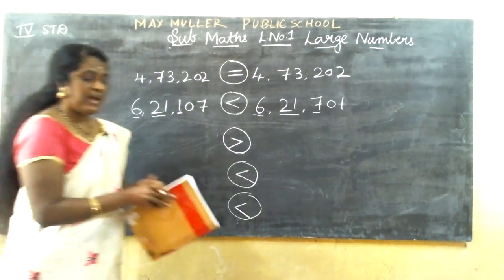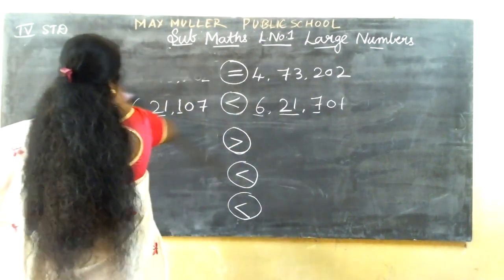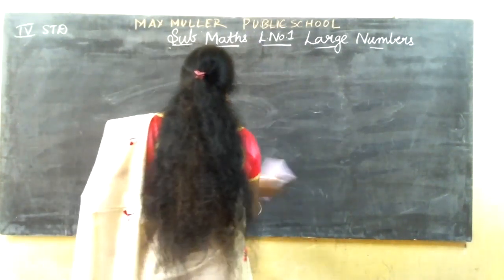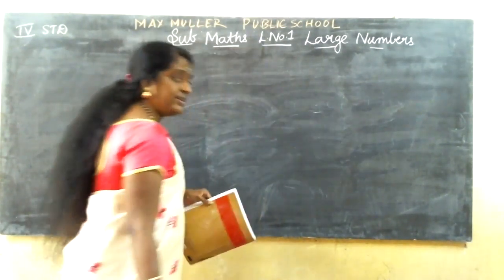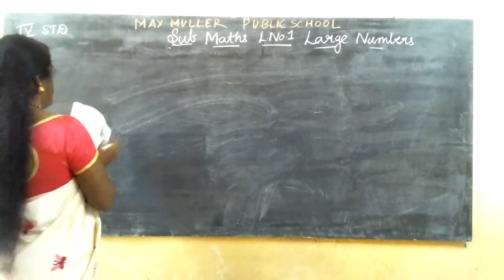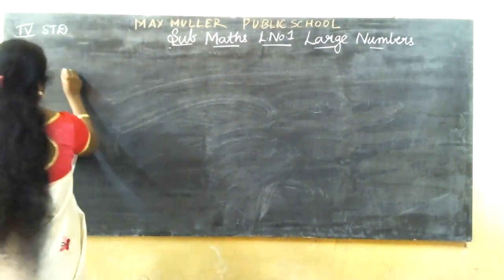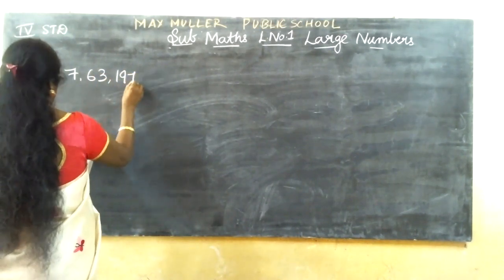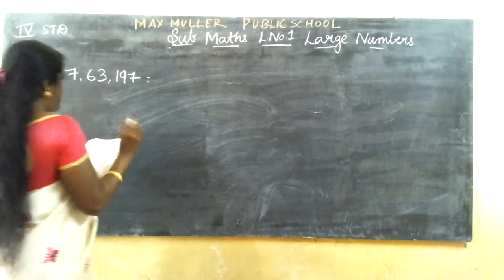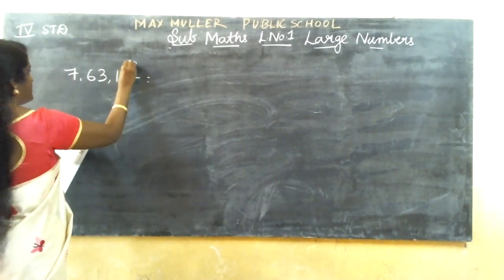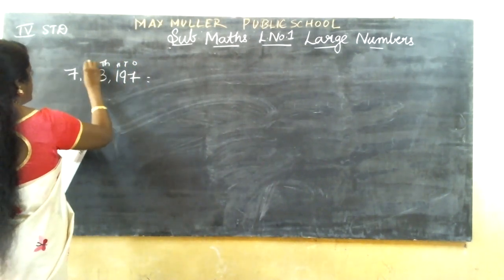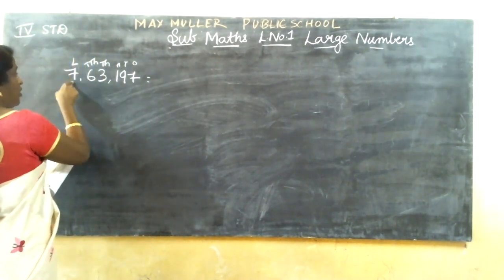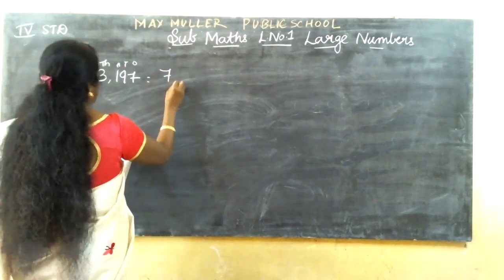Next, write in expanded form. See here. Expanded form: ones, tens, hundreds, thousands, ten thousands, lakh. So, which number is in the lakh place? 7 lakh. 0.